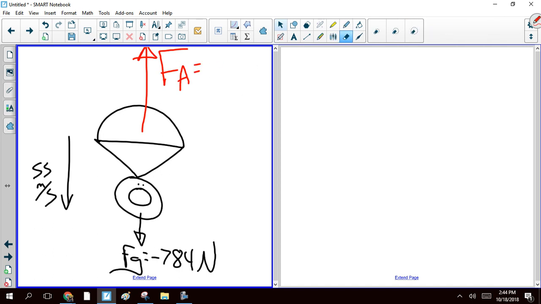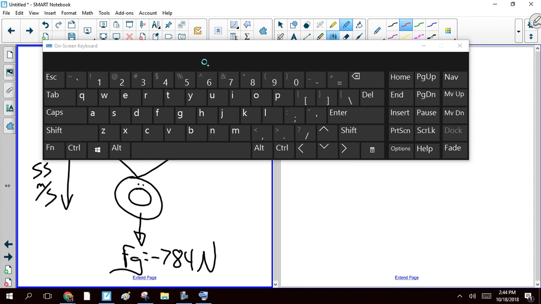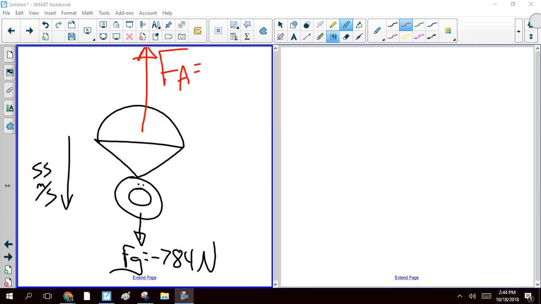All right, so I'm going to choose an arbitrary number. Oh, really? You again, huh? Mr. Keyboard, my arch nemesis. All right. That says 1,000. So you've got 1,000 newtons now.